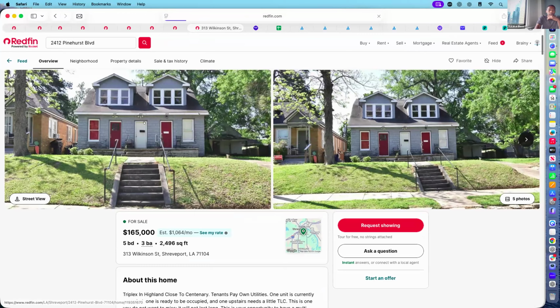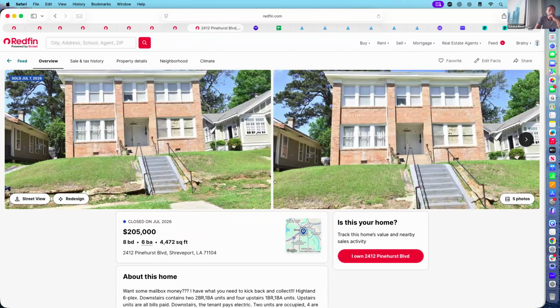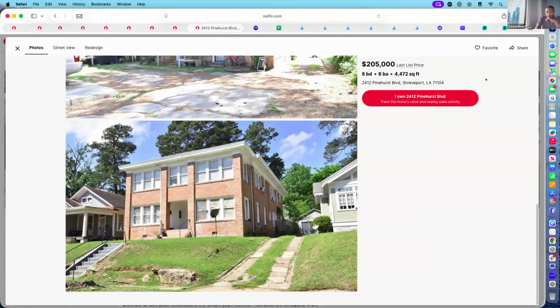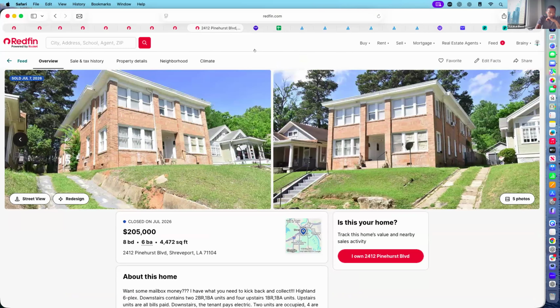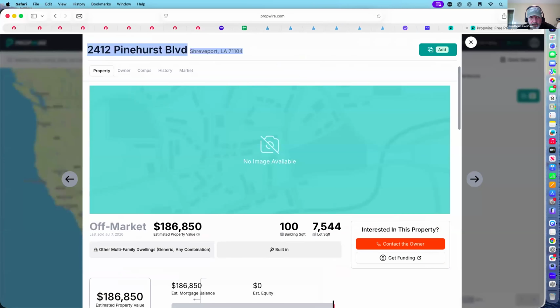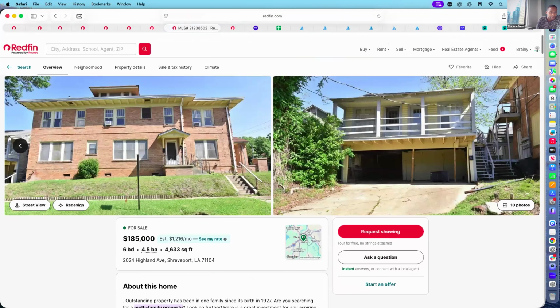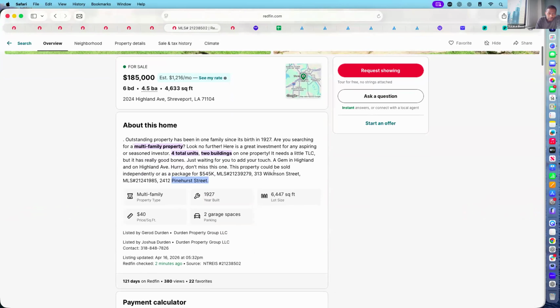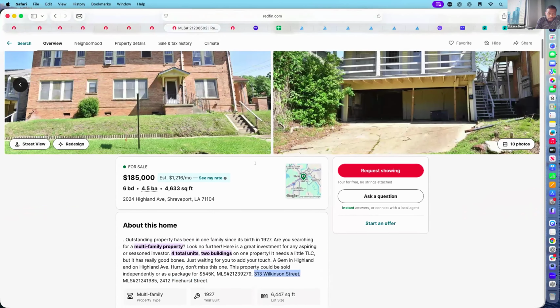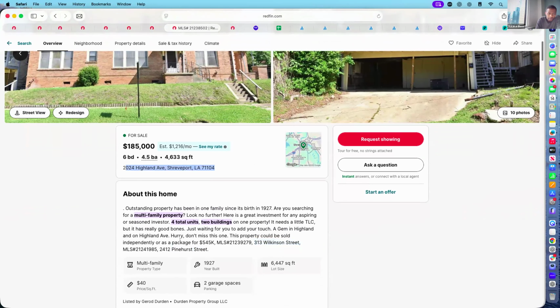All three of them. Where's the two? Did they recently close it and they want to sell it still? Maybe the info on the listing that we have is old. That just may be a part of your investigation. Exactly. So yeah, 33 Wilkinson was still up for sale, and then we have 2024 Highland.